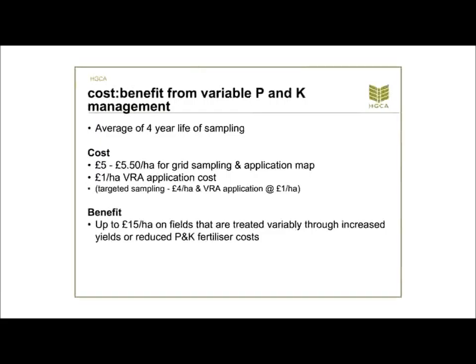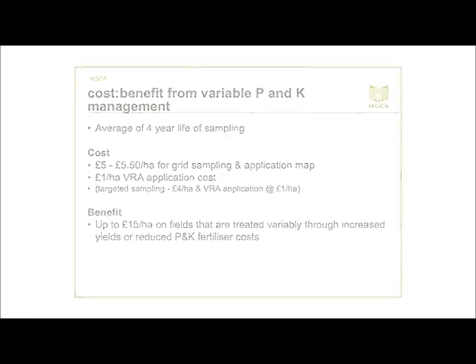The benefits, as we've touched upon, are going to come in two ways: either identifying low areas where we're going to get a yield benefit, or identifying areas where we can cut back on fertiliser, and you're looking at about £15 a hectare on a field which has got a bit of variation. So I think it's fair to say that if you've got some muck being spread and so on, and different soil types, you might have a variation between 1 and 3 on each field. This is the sort of benefit that you're likely to end up with.